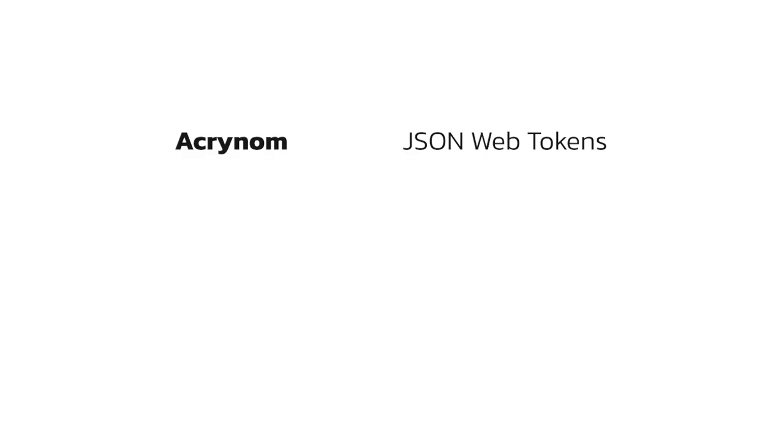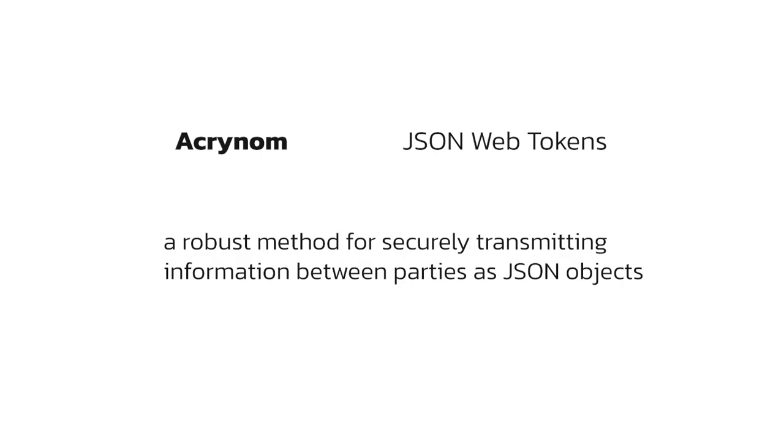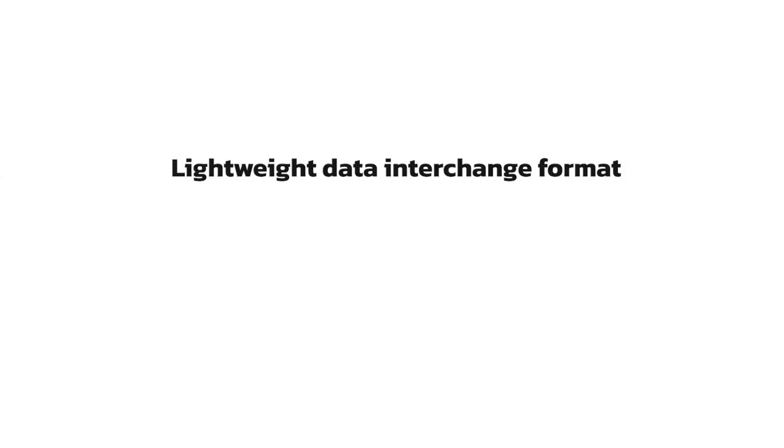So what are JWTs, you may ask? JWTs, an acronym for JSON Web Tokens, are a robust method for securely transmitting information between parties as JSON objects. They've become a cornerstone of web security for several reasons. Number one, lightweight data interchange format. JWTs are based on JSON, making them easy to read, write, and parse for humans and machines alike.